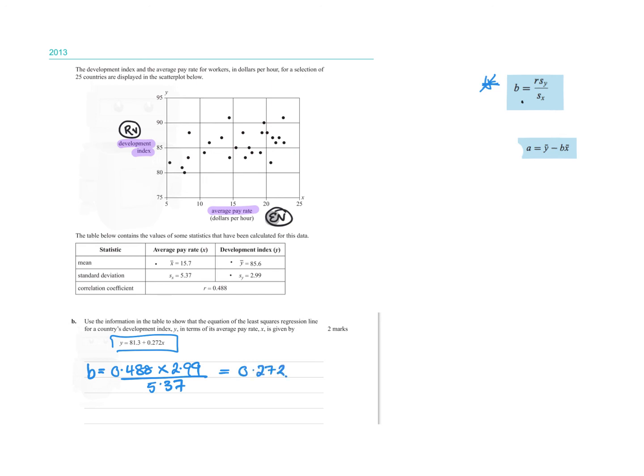You don't even have to do it on your calculator because they're saying show. So they've already worked it out for you. You just got to show this formula. And then here we've got to put the other data. So we've got the mean of Y, which is 85.6, minus our B value, which is 27.2, times the mean of X, which is 15.7. And then you just write 81.3. Okay, so that's all you have to show for that one.